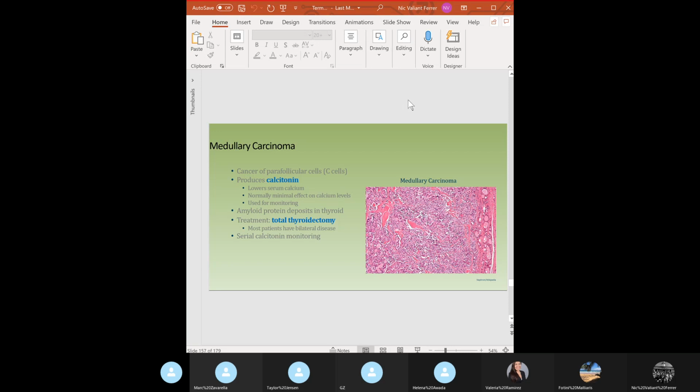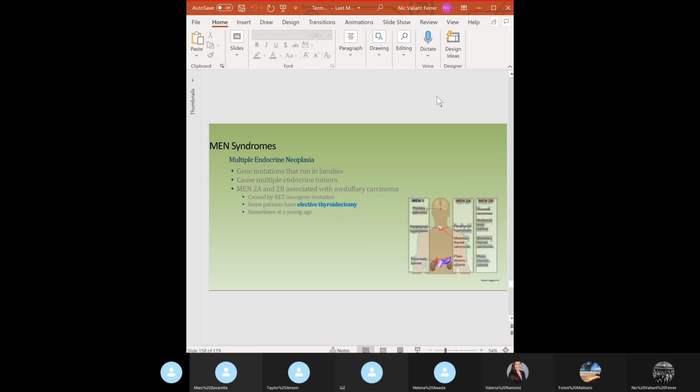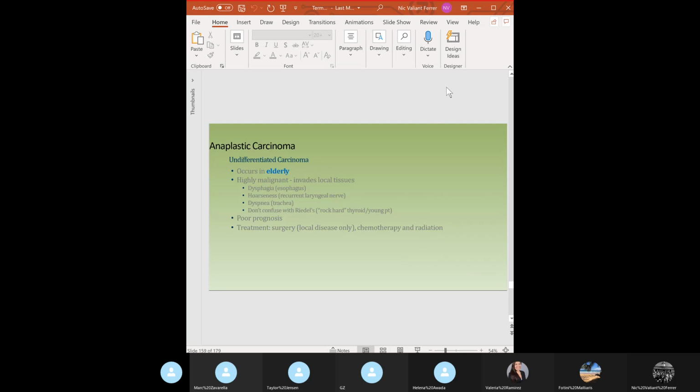Why is it medullary? Because it's a cancer of your parafollicular C cells. It produces calcitonin. What's the treatment then? Total thyroidectomy. What are we going to monitor? Calcitonin, serum calcitonin monitoring. MEN syndrome. We talked about this one before. Elective thyroidectomy, the difference between MEN1, MEN2A, MEN2B.